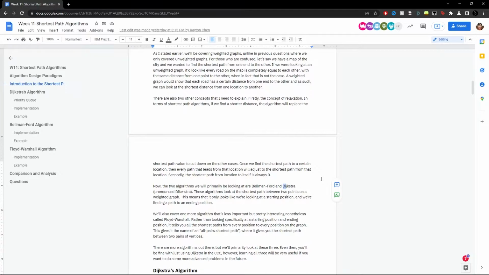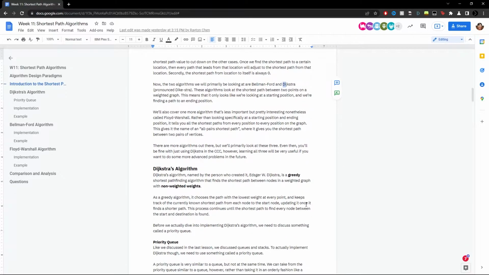Even then, you'll be fine just using Dijkstra and the CCC. However, learning all 3 will be very useful if you want to do some more advanced problems in the future, especially if you plan on going to CS Club Senior. They'll probably cover Bellman-Ford and Floyd-Warshall more in depth, but for now, we'll cover these 3.